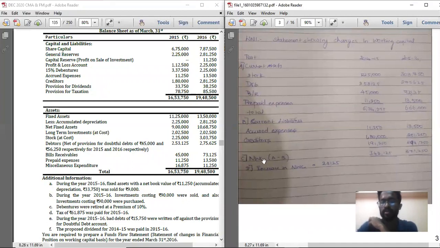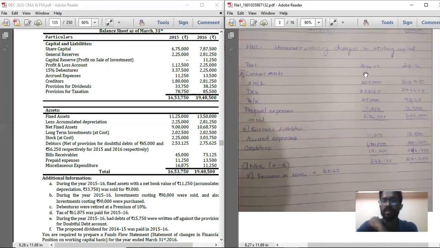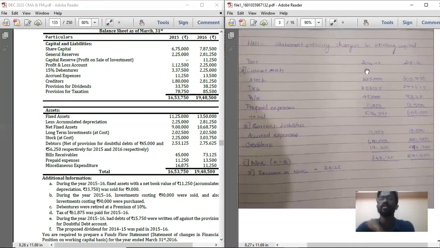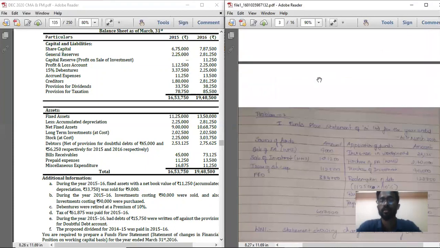So summarize it, then calculate net working capital. Then whether increase or decrease you should calculate. There is an increase in working capital of 28,125. That is the working capital. So pause the video here. First work out working note number 1. Then check the answer. 28,125. Moving on to working note number 2.